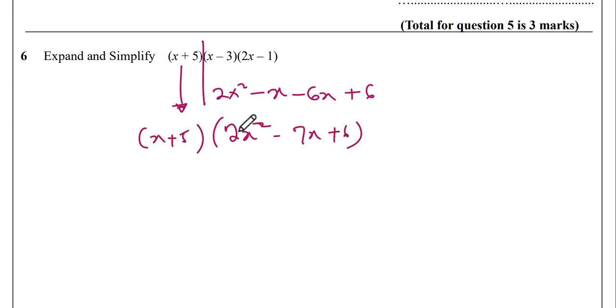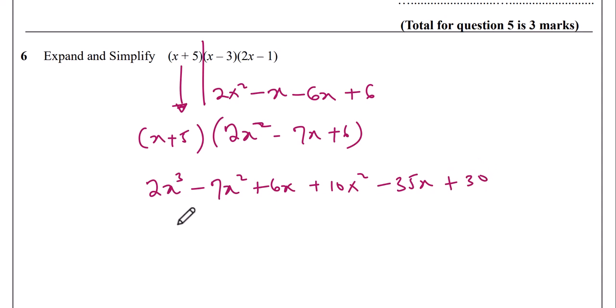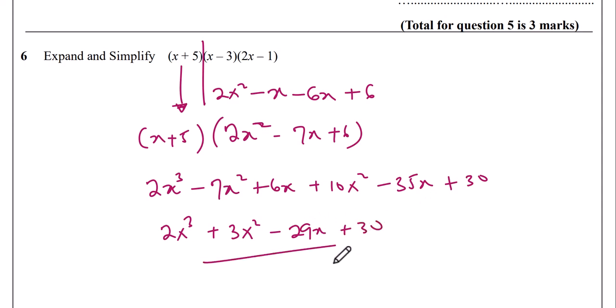And expand this also. x times 2x squared is 2x cubed, and x times minus 7x is minus 7x squared, and x times 6 is 6x, and 5 times 2x squared, that's going to give plus 10x squared, and 5 times minus 7x is minus 35x, and 5 times 6 is plus 30. And then simplify this. So here is going to be 2x cubed, and minus 7x squared plus 10x squared, that's going to be 3x squared, and 6x minus 35x, well, that will be minus 29x, and plus 30. This is the result of the expansion.